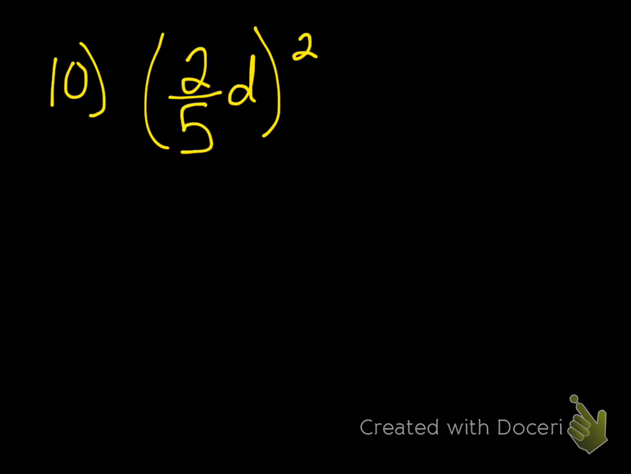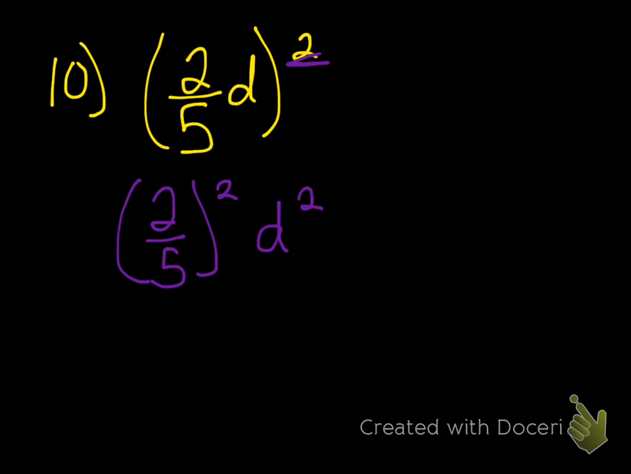All right, number 10. This one's a little different because it has a fraction. Okay, so first let's talk about, remember, if you're squaring something that is inside the parentheses, the way it's showing right there, you're going to square every single part of that multiplication. So this changes to 2 over 5 squared and d squared.